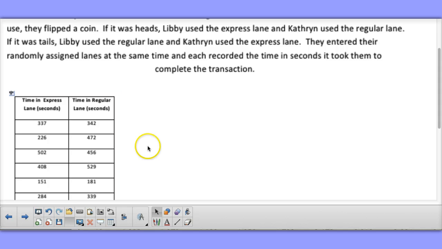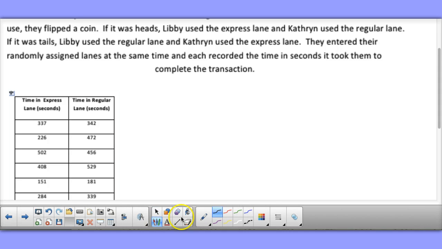Alright, let's go back to our hypothesis test here. We need to start by expressing our mean here. We're going to be looking at the mean difference, so mu sub d, the difference in the times. And the way I calculated the differences in the times is I took the times from the express lane, so I'm going to use a subscript of e here, and I subtracted the times from the regular lane. So the true mean difference in time between express lanes and regular lanes would be found by doing this calculation.